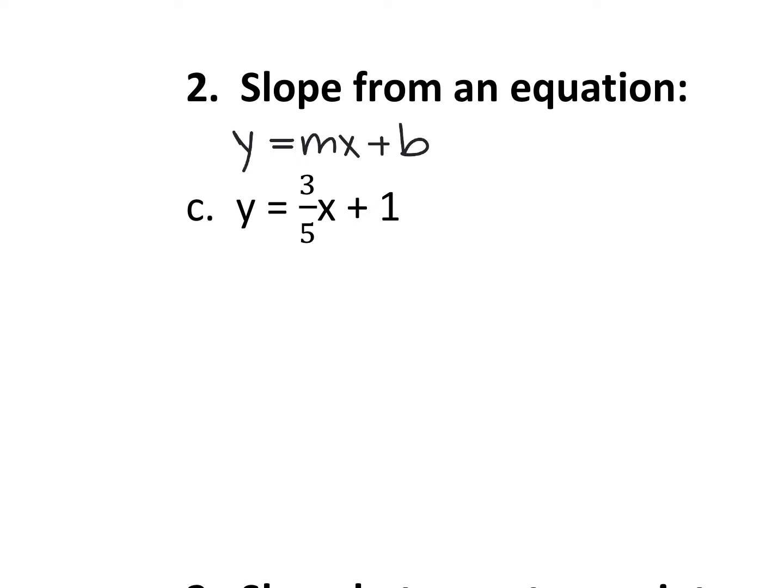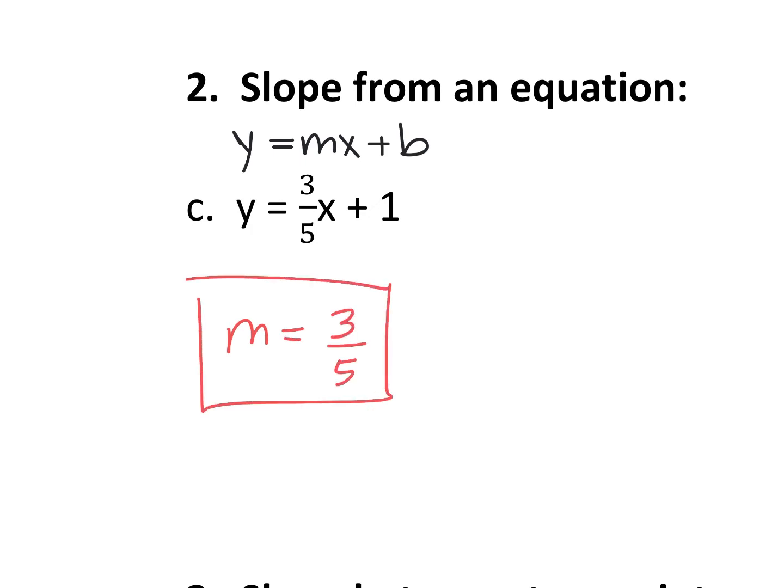So Haley, what's my slope? Yeah, my slope is 3 over 5. If you were to graph that, it would go up 3, right 5. And it should be a positive line. I'm just asking for the slope right now. I don't need the y-intercept as well.